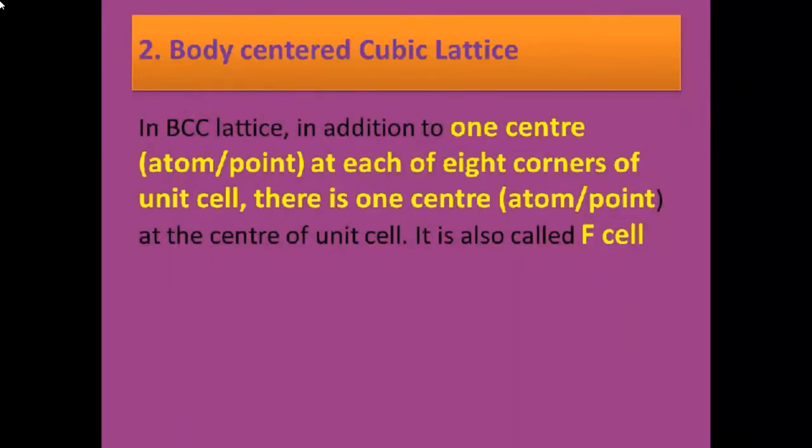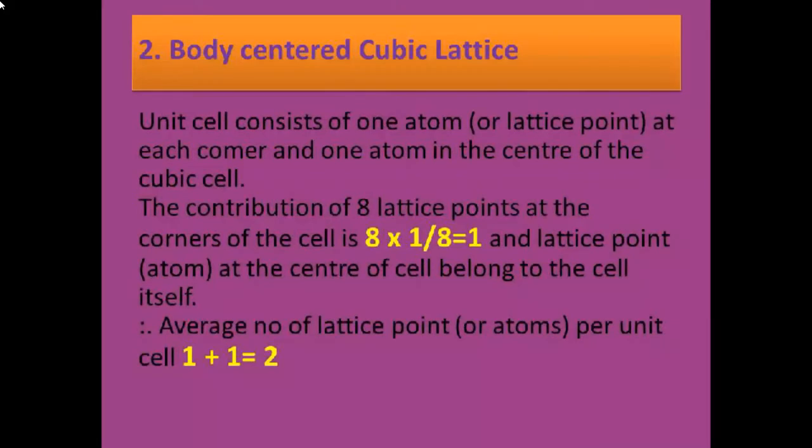Body centered cubic lattice. In body centered cubic lattice, in addition to one atom at each of the 8 corners of the unit cell, there is one atom at the center of the unit cell. It is also called the I cell. The unit cell consists of one atom or lattice point at each corner and one atom at the center of the cubic cell. The contribution of 8 lattice points at the corners of the cell means 8 into 1 by 8 is equal to 1. And the lattice point at the center of the cell belongs to the cell itself. Hence, the average number of lattice points or atoms per unit cell is equal to 1 plus 1, which is equal to 2.